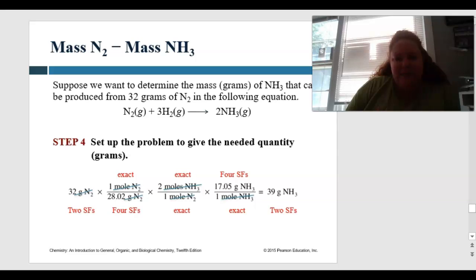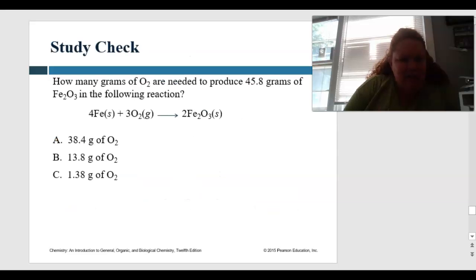All right, so let's set up the problem to give the needed quantities so that we can cancel things out. Okay, so we're going to carry this out to 2 sig figs, 4 sig figs. This is an exact measurement, 4 sig figs, 2 sig figs. Okay, so I know your guys' favorite is significant figures, right?